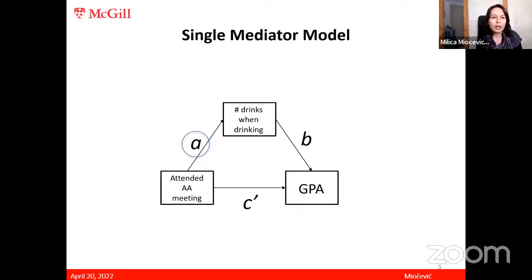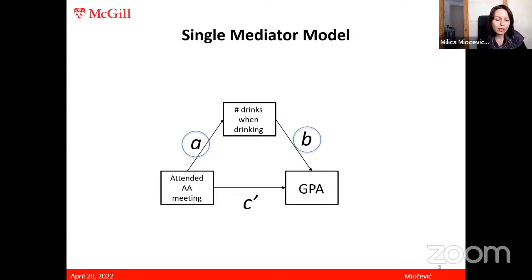Let's say we have an example where we're interested in studying the effects of alcohol on GPA, and specifically we're interested in seeing whether if a student attends an Alcoholics Anonymous meeting, that reduces the amount of drinking they do when they're in a social setting, and whether that has effects on their GPA. In this model, we're interested in evaluating whether attending an AA meeting versus not attending has an indirect effect on GPA through the number of drinks consumed when drinking.